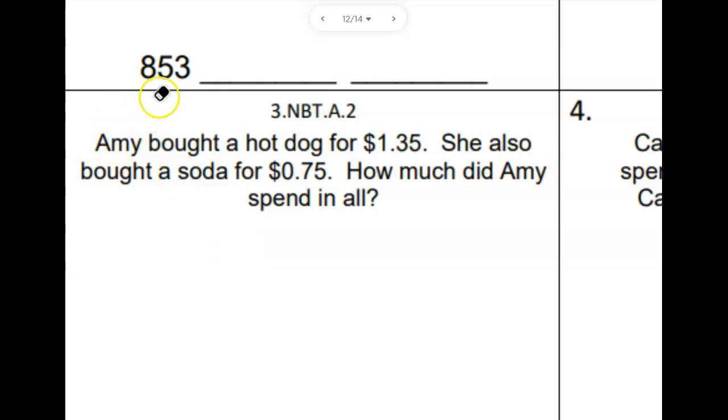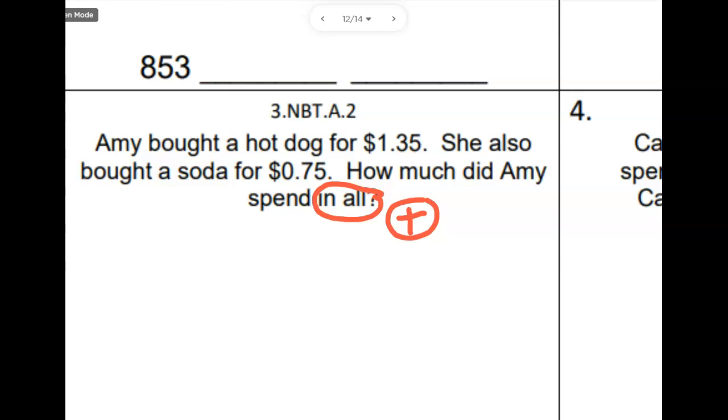Number 3, Amy bought a hot dog for $1.35. She also bought a soda for 75 cents. How much did Amy spend in all? Now I see that in all, and remember that's a keyword for addition. In the next couple weeks, we'll be practicing addition, subtraction, multiplication, and division problems.